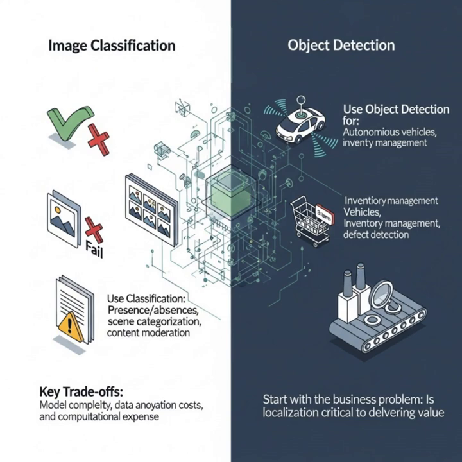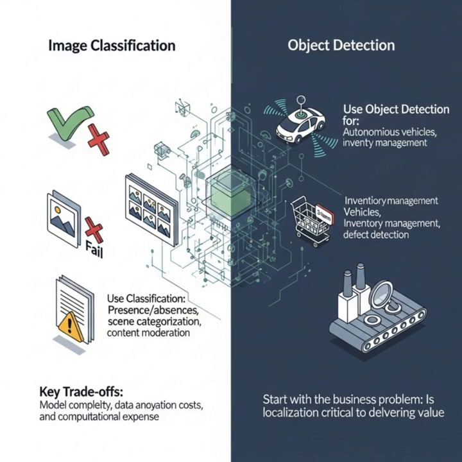Choosing between these two is a fundamental system design decision. Image classification is your tool when the presence of an object is what matters. Think medical imaging. Is this slide cancerous or not? Or content moderation. Does this image contain inappropriate content? It's fast, computationally cheaper, and simpler to train.